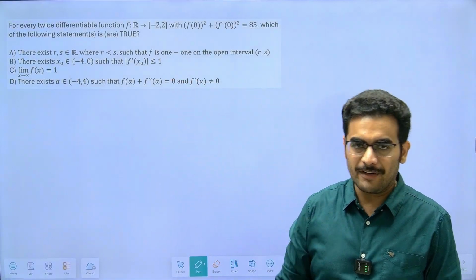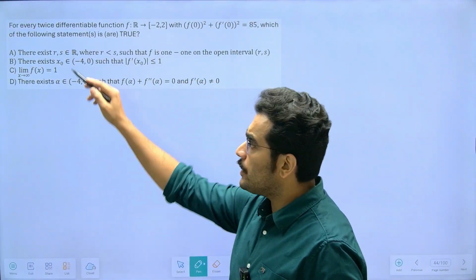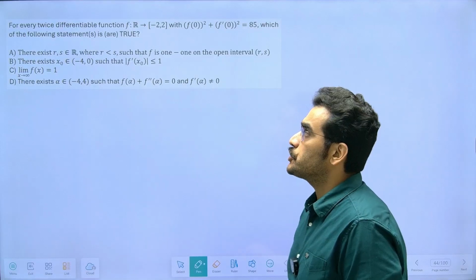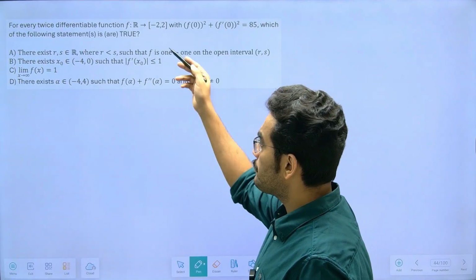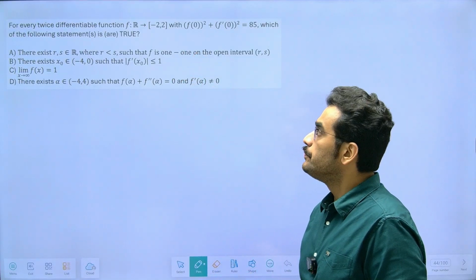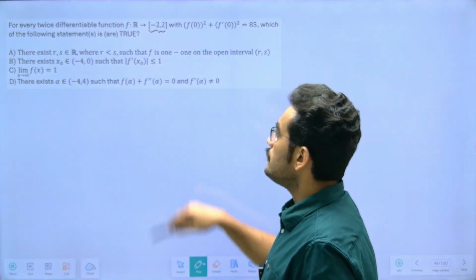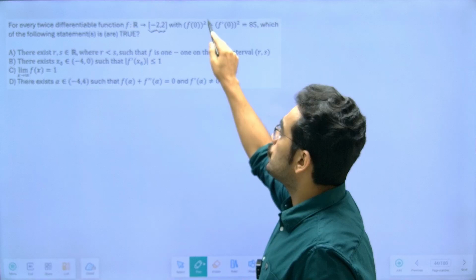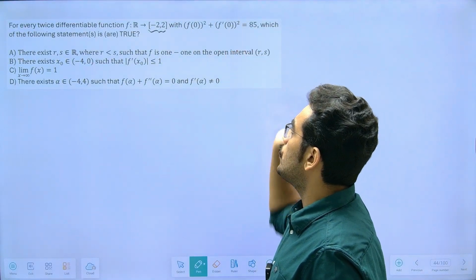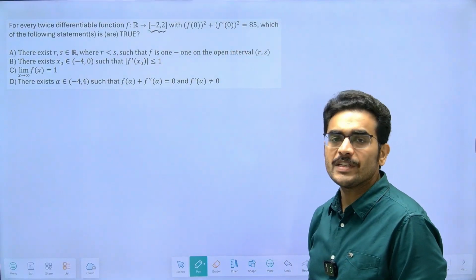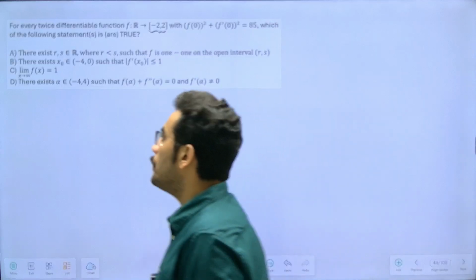Let's take this previous JEE Advanced question. It says for every twice differentiable function f: R → [-2, 2]. So the codomain of the function is minus 2 to 2. With f(0)² + f'(0)² = 85, which of the following statements is or are true?